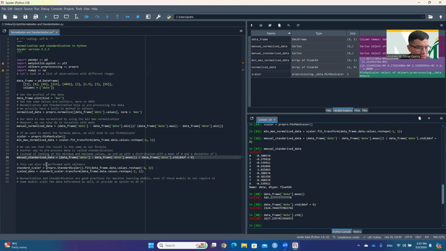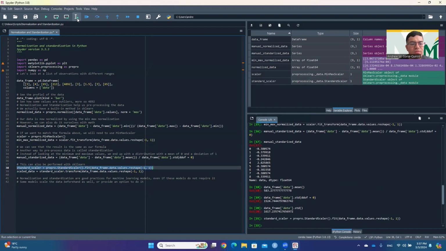But with that being said, we can perform it in sklearn, as I mentioned before. We're gonna take the StandardScaler and use StandardScaler fit data. And then we're gonna take our data, take the values, and reshape it so sklearn doesn't shout at us. And from there, we're going to call scaler.transform on our data.